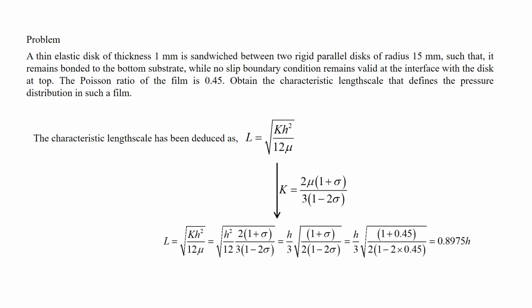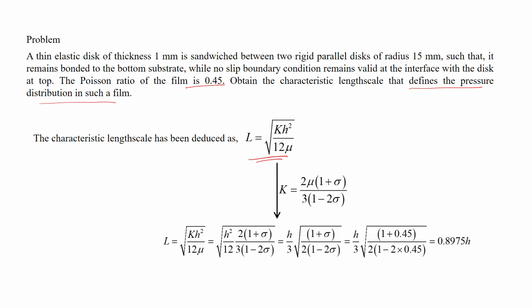So we will take a small problem over here. For example, a thin elastic disc of thickness 1 millimeter is sandwiched between two rigid parallel discs of radius 15 millimeter. So thickness is 1 millimeter and the radius of this disc is 15 millimeter, such that it remains bonded to the bottom substrate while the no slip boundary condition remains valid at the interface with the disc at the top. The Poisson ratio of the film is 0.45. Obtain the characteristic length scale and define the pressure distribution of such a film, that is, L is what I am interested in finding out.